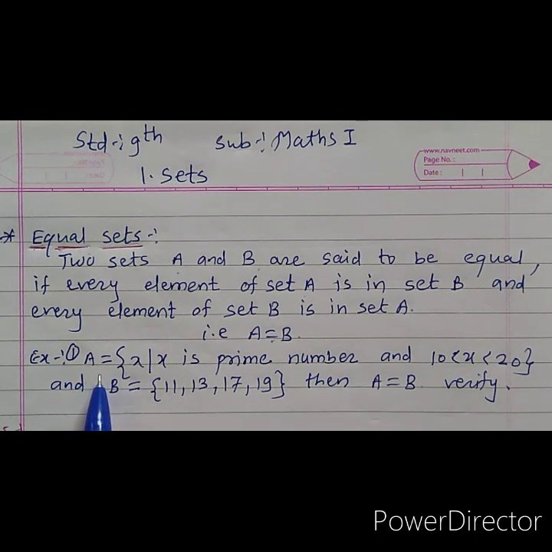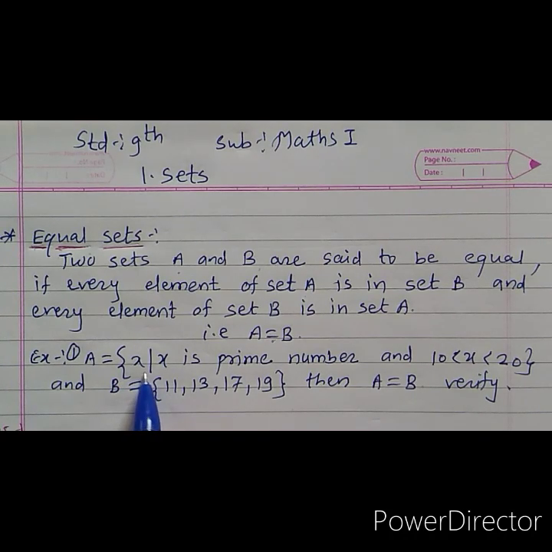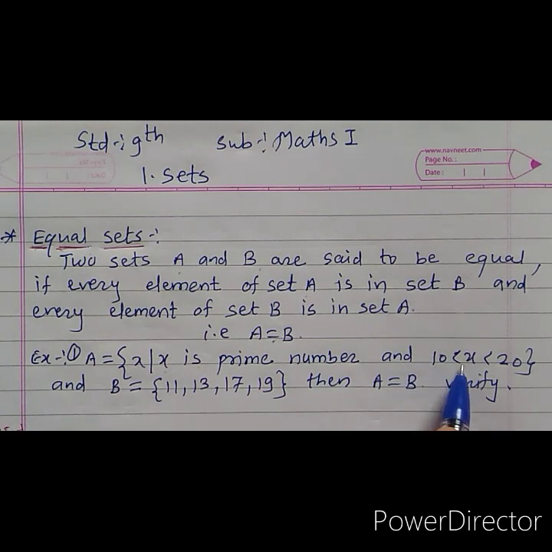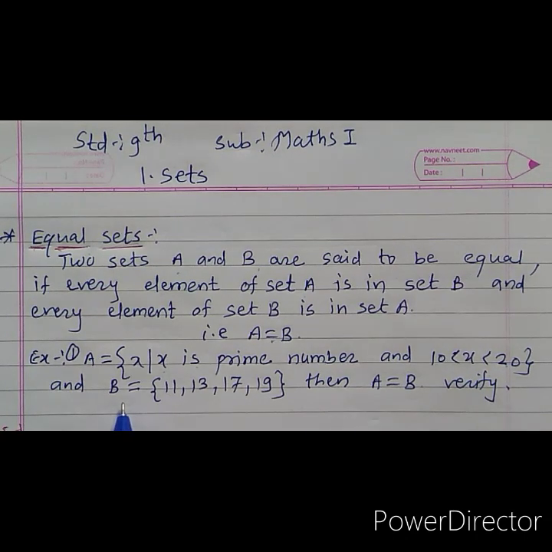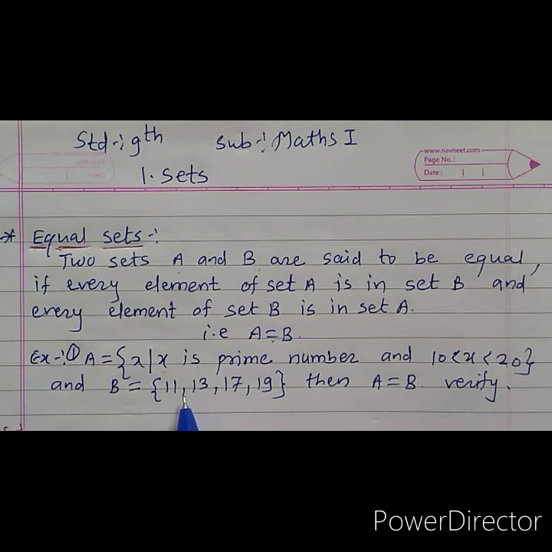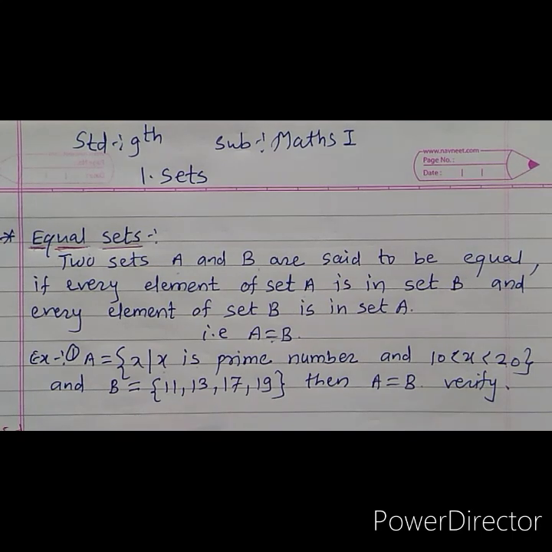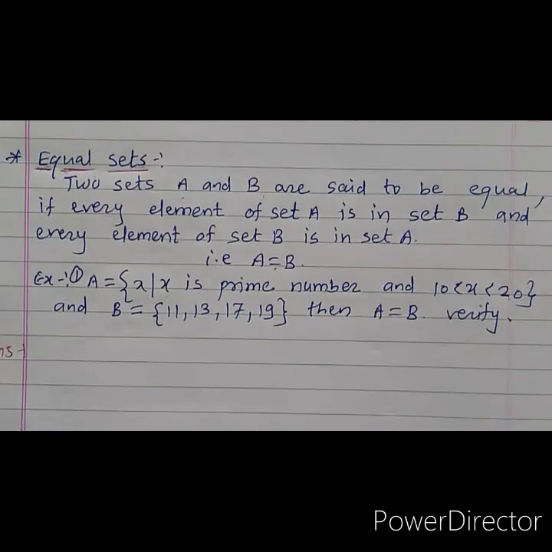Example number 1. Set A is equal to {x such that x is a prime number and 10 less than x less than 20}, and B is equal to {11, 13, 17, 19}. Then A is equal to B. Verify. Now here we have two sets, set A and set B.